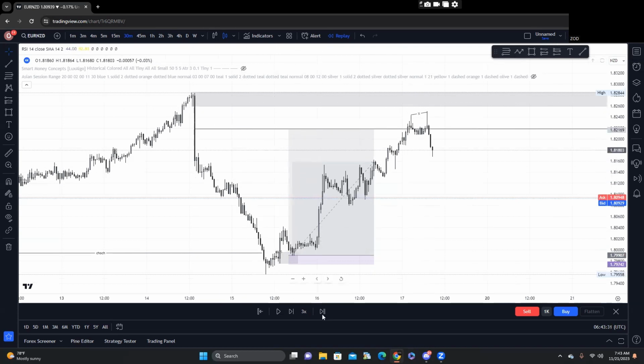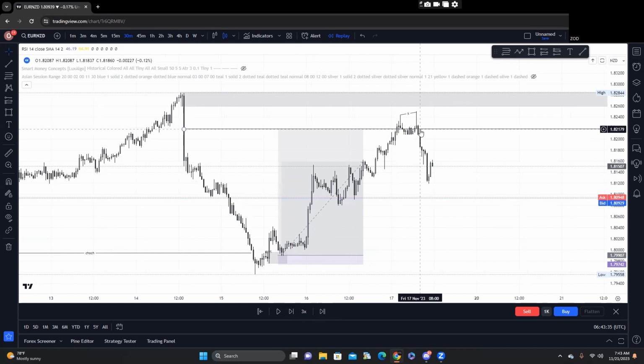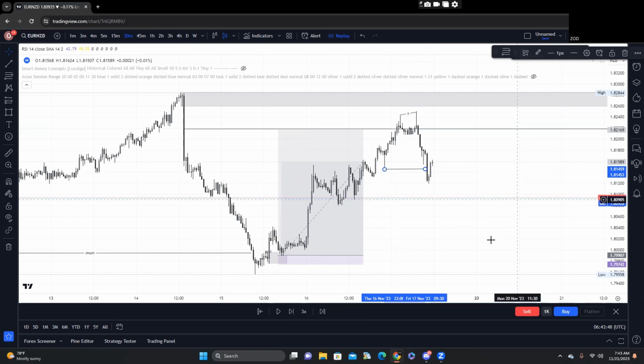Then we want to keep searching and see for possibly an entry around this leg, because now what do we have? We have a break or a change of character from this internal range structure from being bullish to now being bearish. So we have an internal range change of structure, change of character.